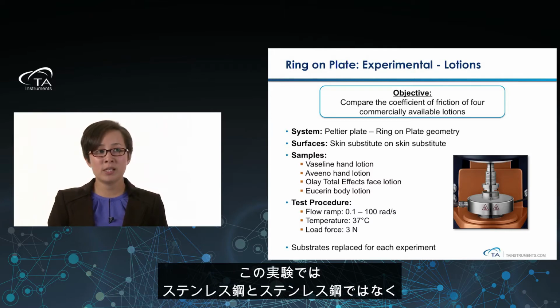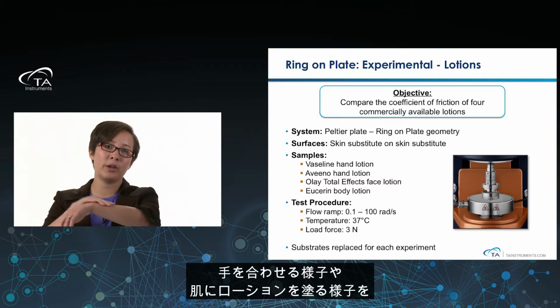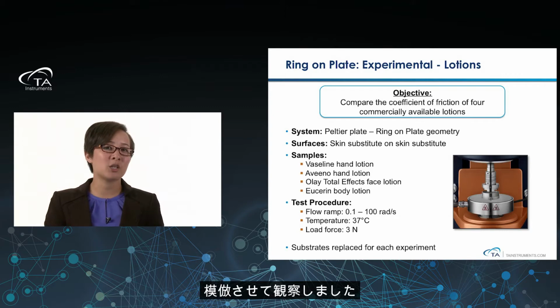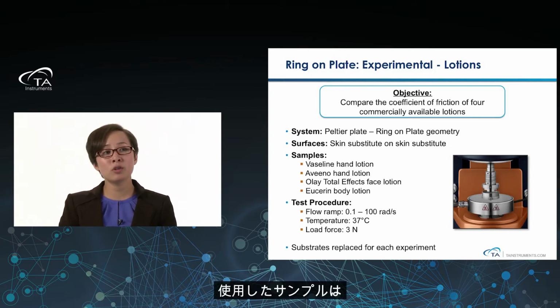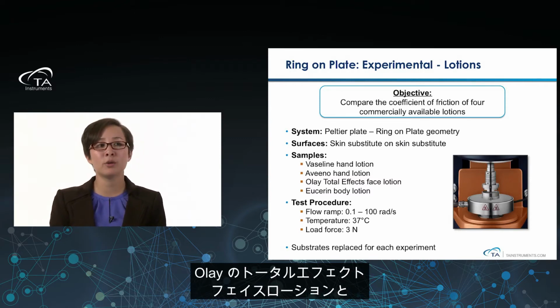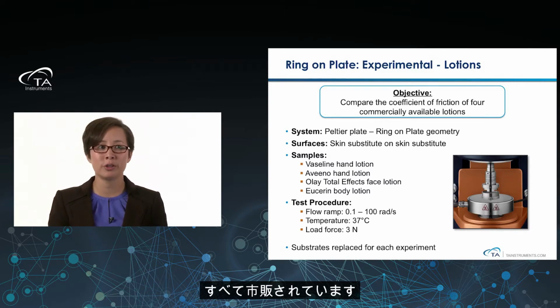In this case, we did skin substitute on skin substitute, so it's mimicking a hand together or when someone's applying lotion onto their skin, rather than looking at the interaction between stainless steel and stainless steel. The samples that we used were Vaseline hand lotion, Aveeno hand lotion, an Olay Total Effects face lotion, and the Eucerin body lotion. Again, all of these are commercially available.